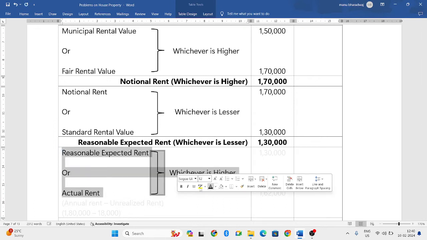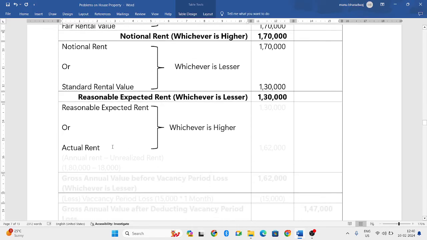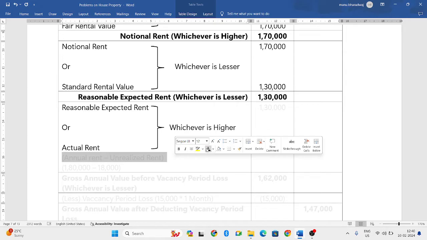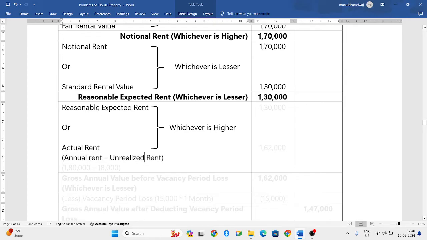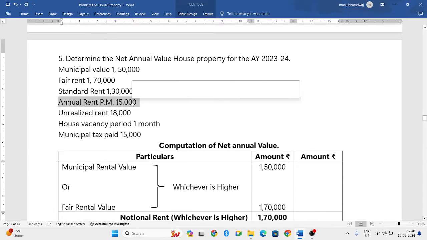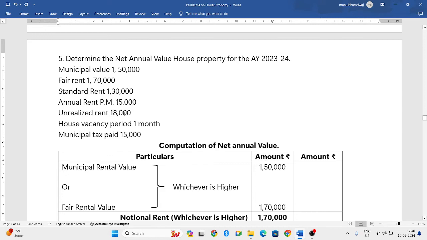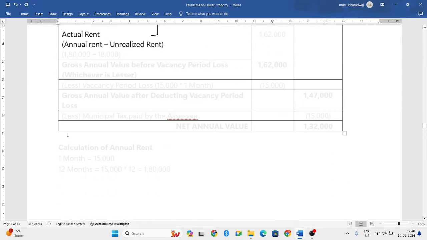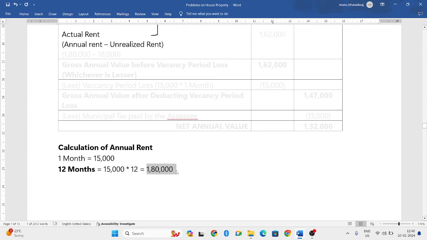So now we have to compare this reasonable expected rent with actual rent. Reasonable expected rent we have found out it is 1,30,000. Now we have to find out actual rent. The formula to find out actual rent is annual rent minus unrealized rent. Annual rent they have given it is 15,000 per month and unrealized rent is 18,000. So 15,000 per month means we have to calculate it for 12 months. For 1 month the rent is 15,000. If we want to know the annual rent for 12 months, then we have to multiply 15,000 by 12. We will get 1,80,000 and this 1,80,000 is the annual rent.